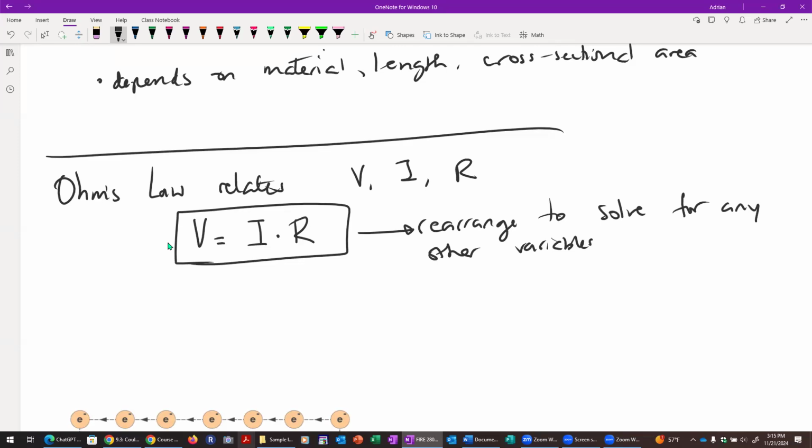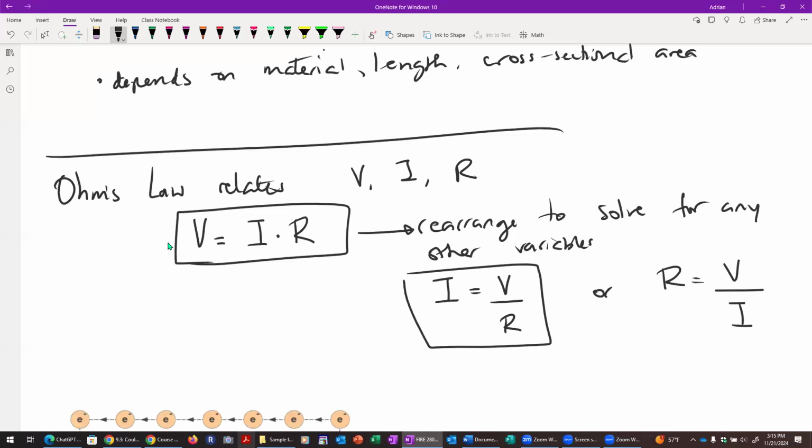Okay, so for example, current I would be equal to voltage V over R by rearranging this. Similarly, we can say the resistance would be equal to V divided by the current I. These are all just alternative ways to express the relationships between those three things: voltage, current, and resistance. V equals IR is probably the most common one that you will see.